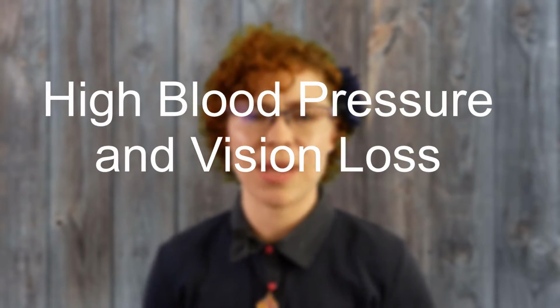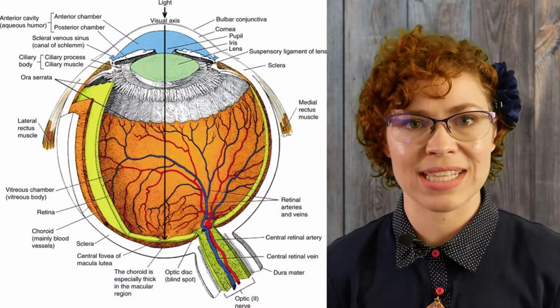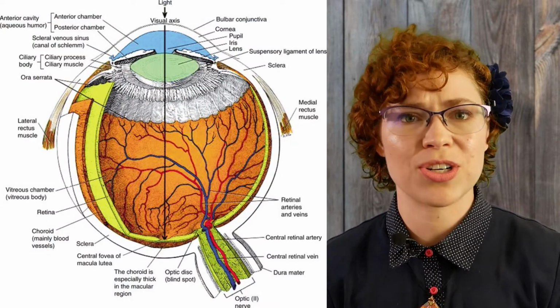One final area of our body that can be affected by high blood pressure is our eyes. Our eyes have lots of little veins inside of them. High blood pressure can damage those or can block them and can potentially even lead to buildup of fluid behind our retina, which can all lead to problems with vision.